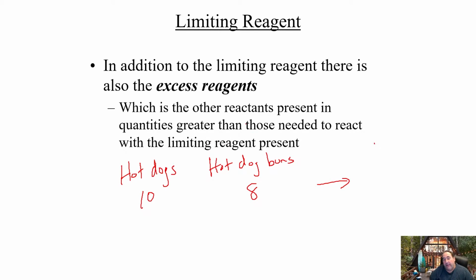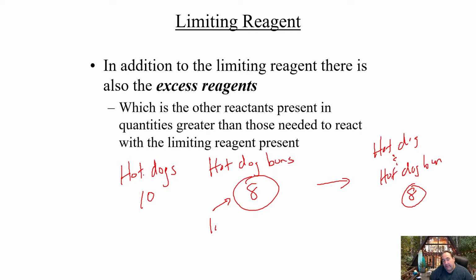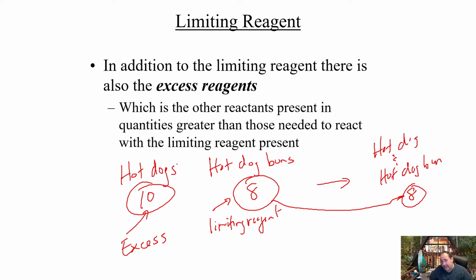that means if you wanted to make your products of a hot dog and a hot dog bun, the best you're going to do, since you only have 8 buns, is you're only going to be able to make 8 of them. And that would mean that the hot dog buns in my example here are our limiting reagent. And the hot dogs themselves are actually my excess reagent. So as I mentioned before, we could only make 8 units. By the way, that would also require us to use up 8 hot dogs, which means we would have 2 hot dogs left over.